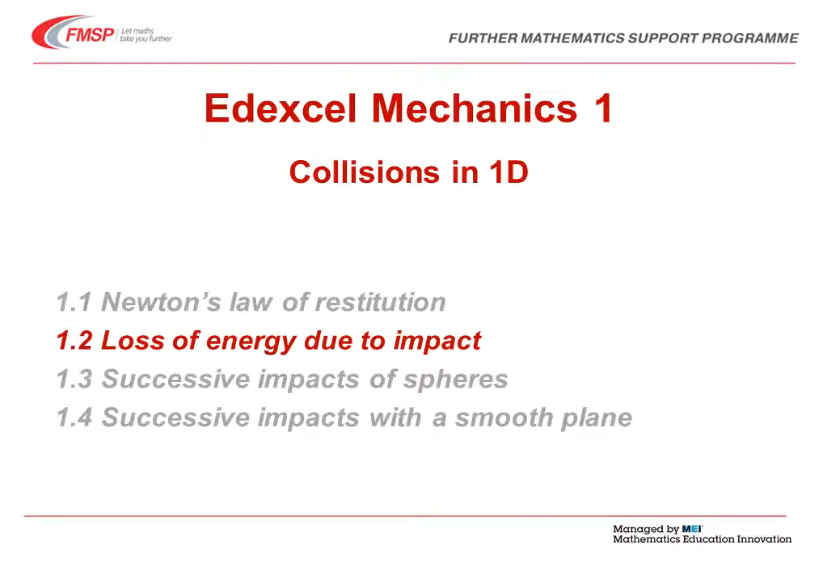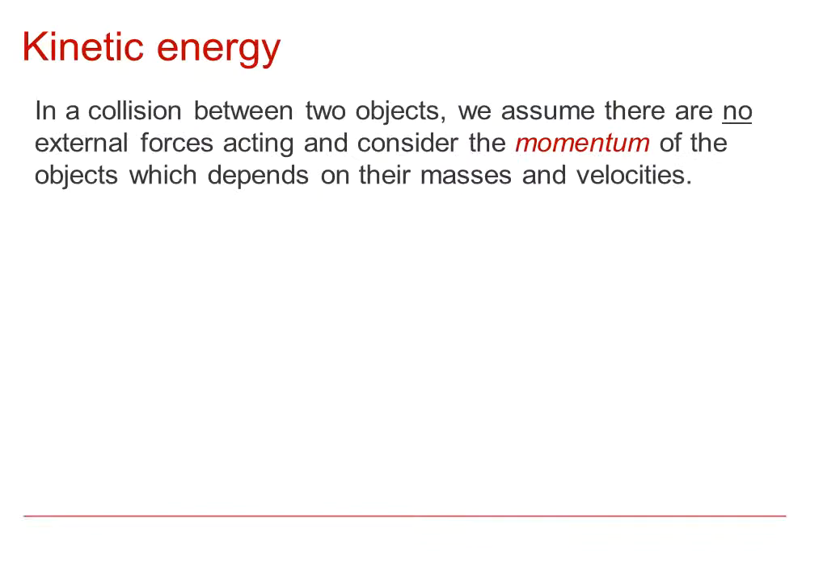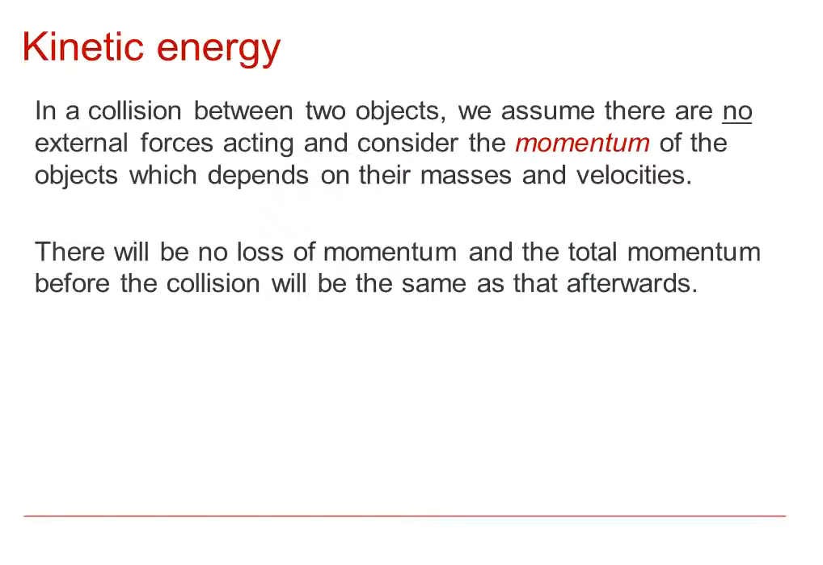Mechanics 1, collisions in one dimension, loss of energy due to impact. In a collision between two objects, we assume there's no external force acting and we consider the momentum of the objects, which will depend on their masses and velocities. There will be no loss of momentum, and the total momentum before the collision will be the same as that afterwards.